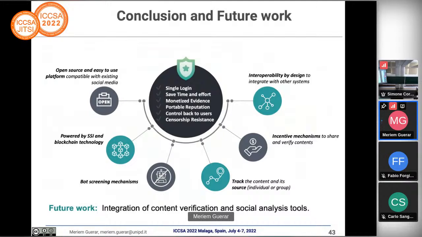Journalists and fact checkers can also benefit from the TSC platform. They would have access to the resources that can help them in their investigation, and they can as well buy NFTs that represent ownership of media files to use them in their blogs and articles. Involving the user in the verification process, we save them a lot of time. For future work, we plan to integrate content verification and social analysis tools to the current proof of concept.